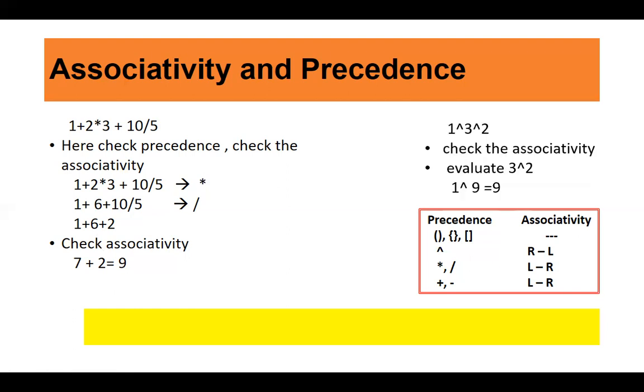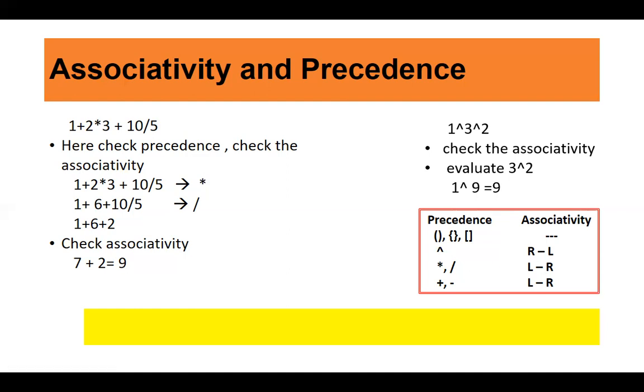Another example: here you have a power function, or raised to operator. Both operators have the same precedence, so you go for associativity. Now associativity for the power, or raised to operator, is from right to left. See, these are from left to right, but this is from right to left. So we move from this direction, and 3 raised to 2 comes first. First you evaluate 3 raised to 2, that is 9, and then you evaluate 1 raised to 9, which is 1.